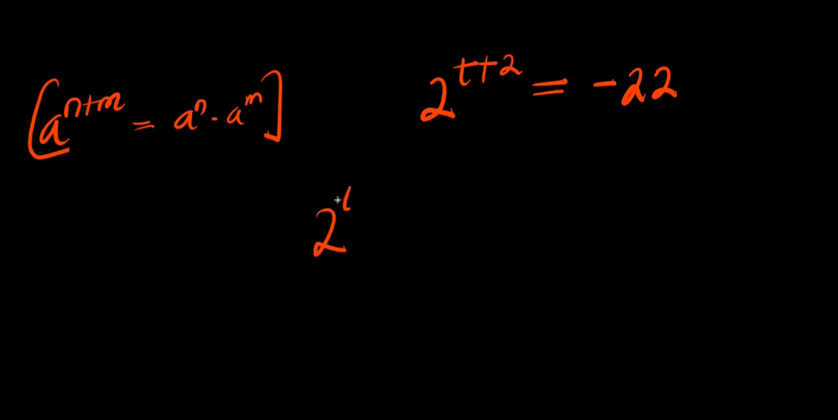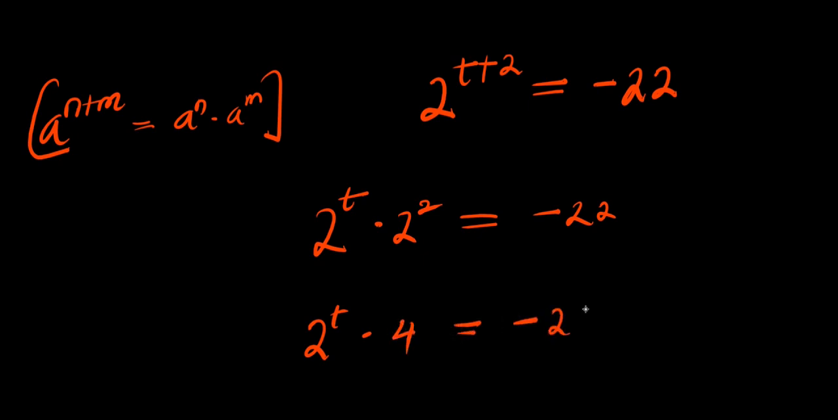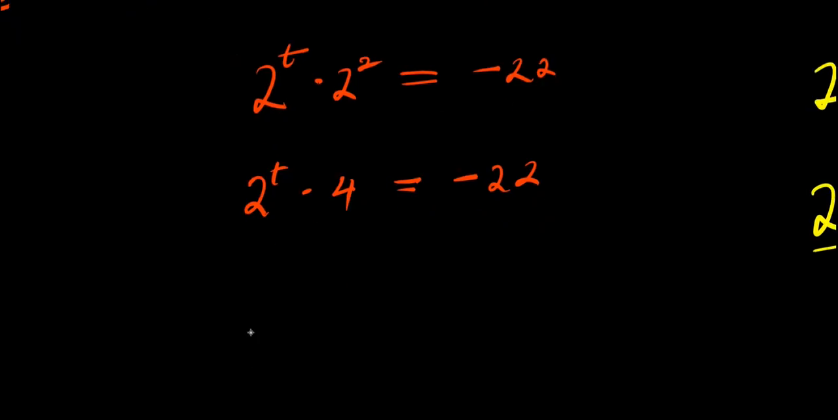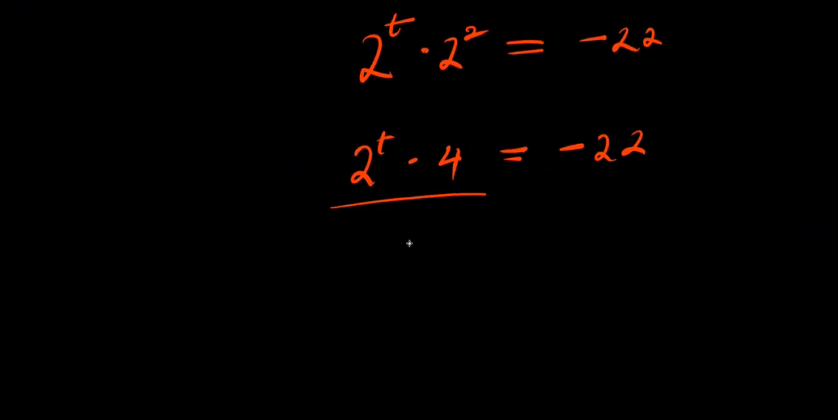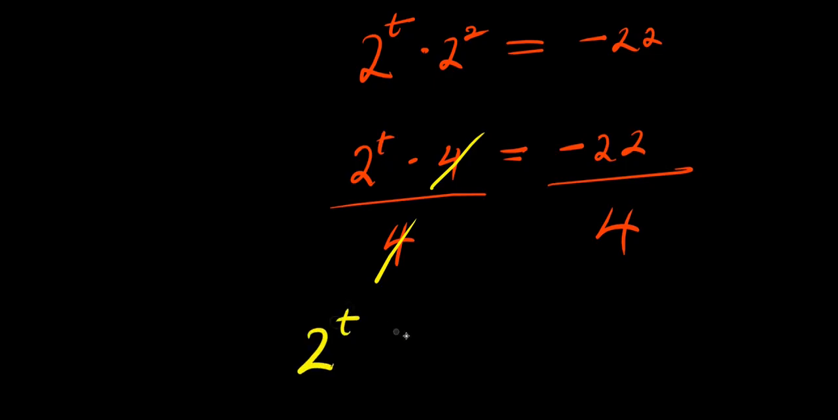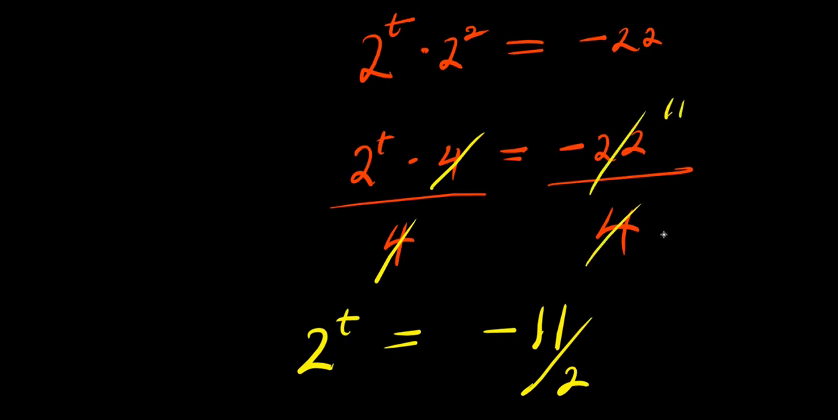So this is 2^t times 2^2 equals -22. So this is 2^t times 4 equals -22. So we divide this by 4. Now 4 eliminates 4. I have 2^t equals -22 divided by 4, which is -11 over 2, because 2 cancels here, and -11 remains.